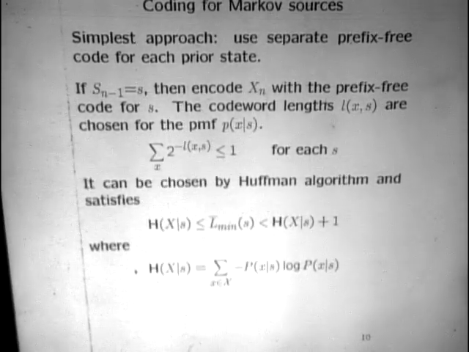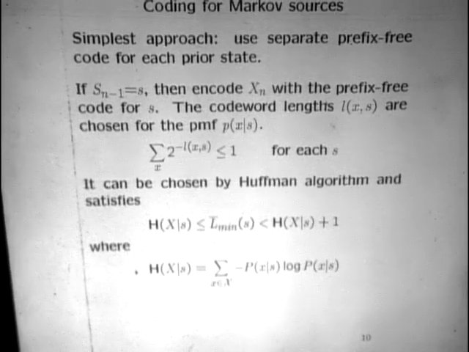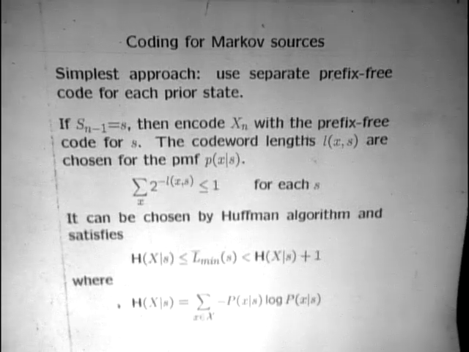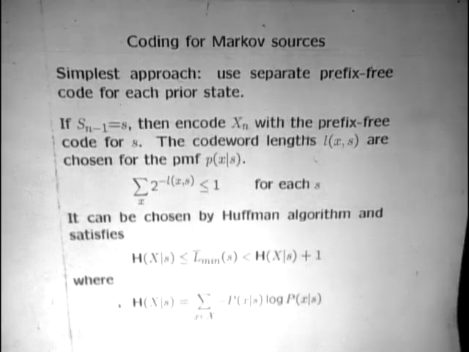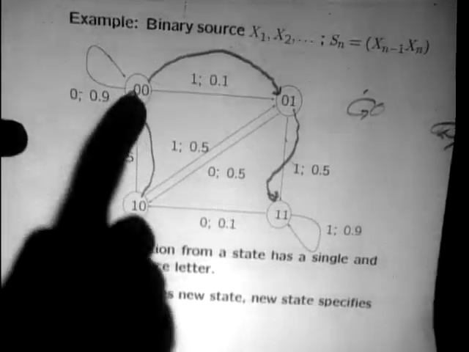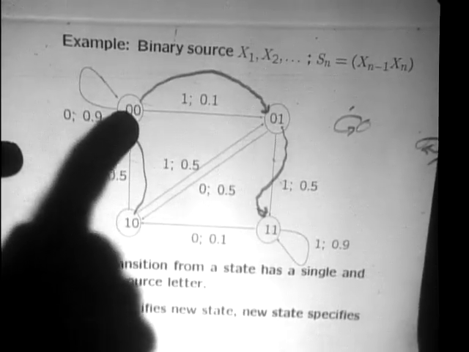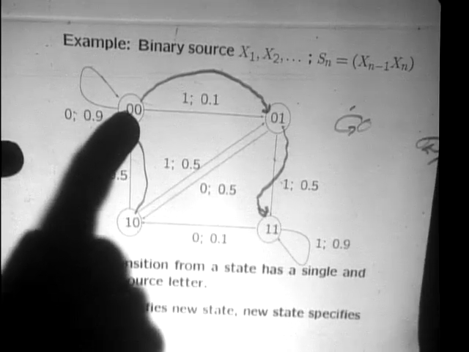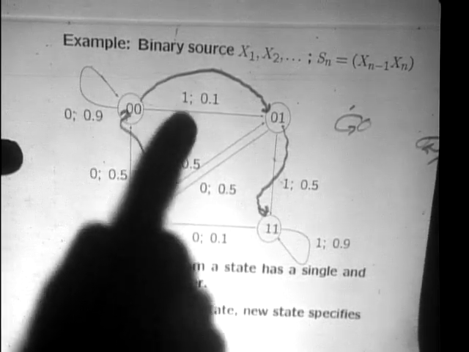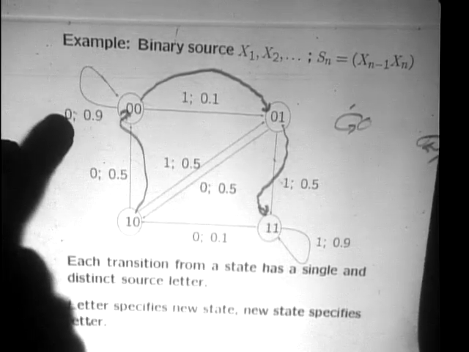Okay, how do you do coding for Markov sources? Well, the simplest approach, which doesn't work very well, is to use a separate prefix-free code for each prior state. Namely, if I look at this Markov chain that I had, it says that when I'm in this state, I want to somehow encode the next state that I go to, or the next letter that comes out of the Markov source. The things that can come out of the Markov source are either a 1 or a 0.